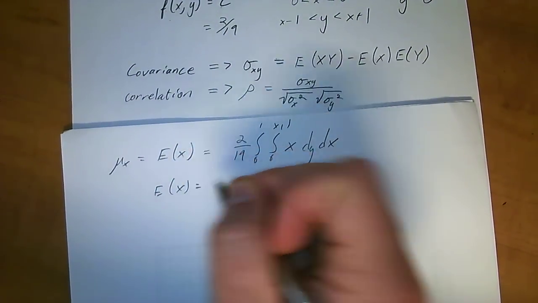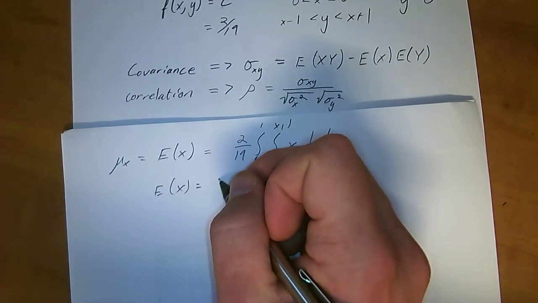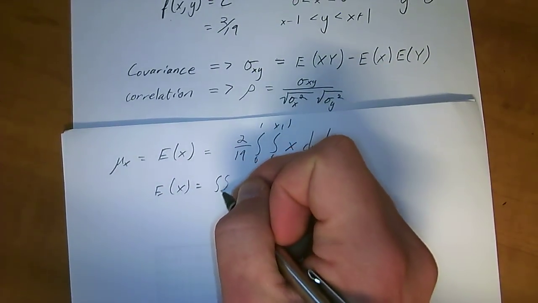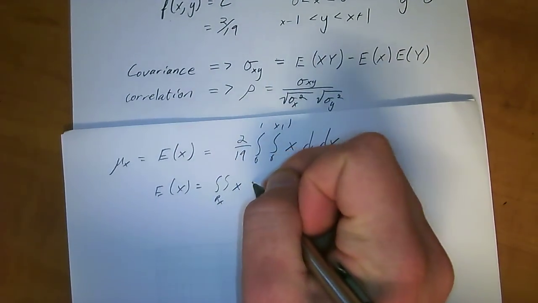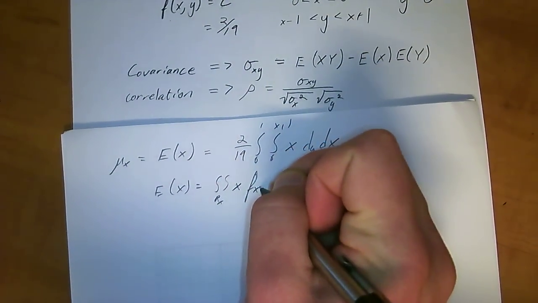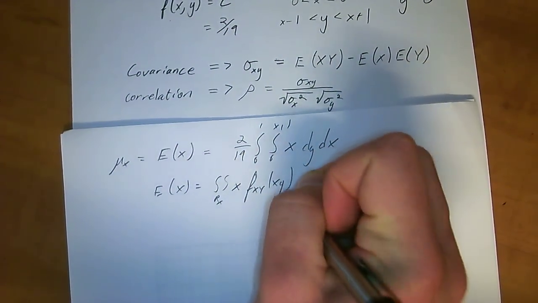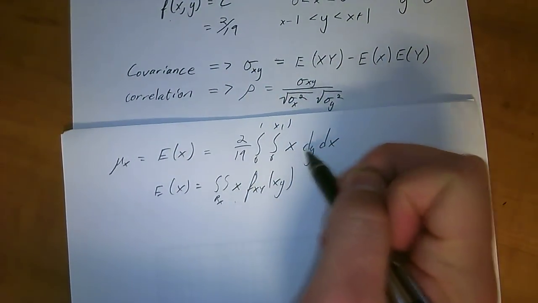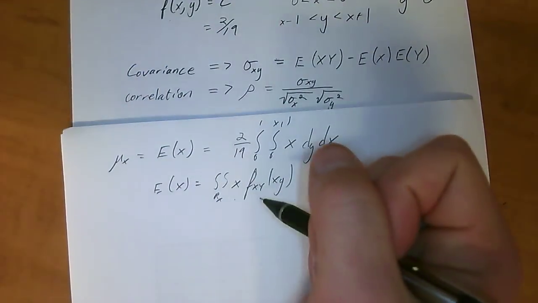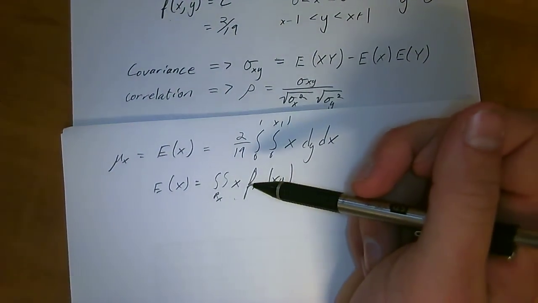of x is equal to basically the integrals over the points of x, all the points that are relevant, of x times your probability density function, f of xy, which in this case is just 2 over 19, so we take it out and we leave the x in there to multiply through. So that's how you set up the mean.